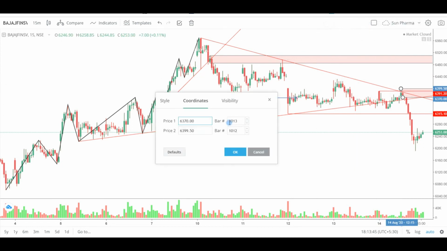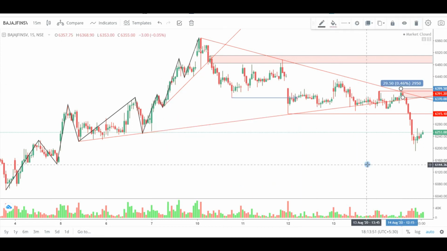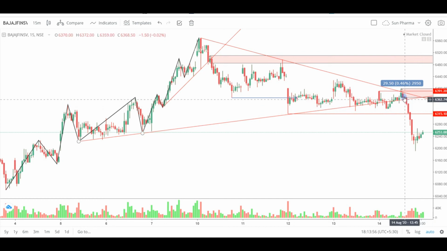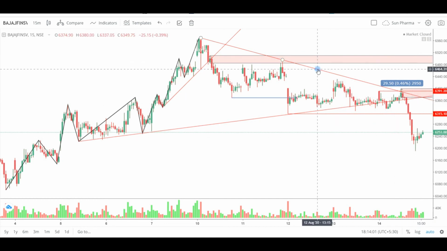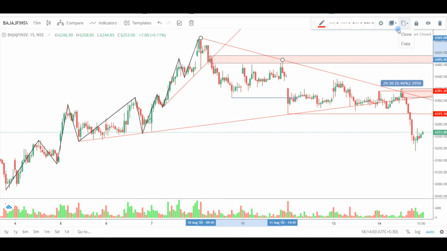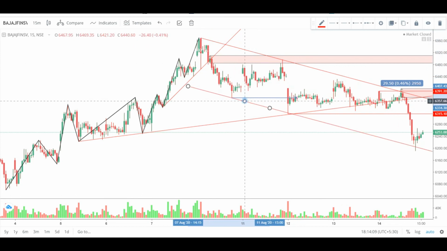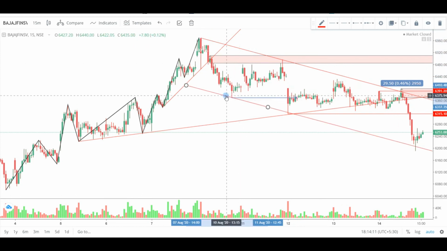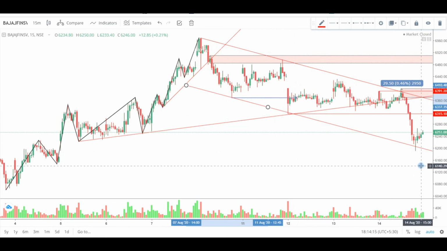with a stop loss of 30 points. My entry would have been at this point with a stop loss of 30 points. For the target, I'll make a parallel channel from this point. This is almost connecting this and the target was achieved at this candle.